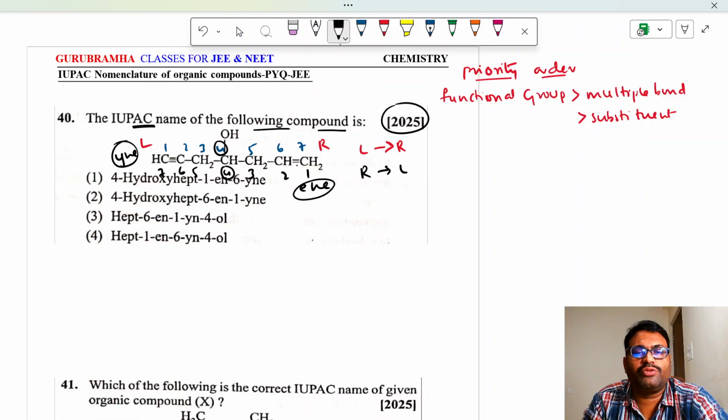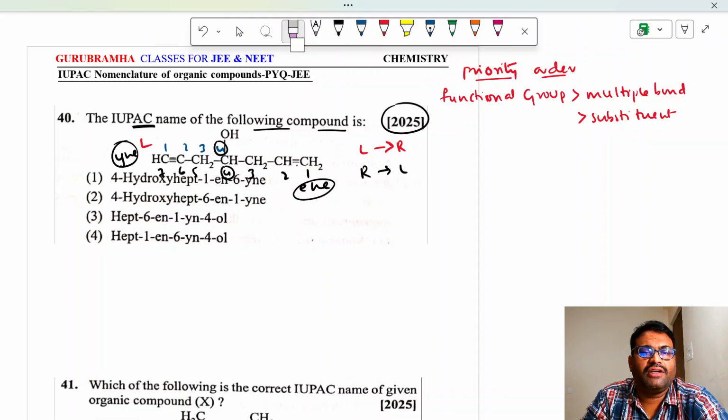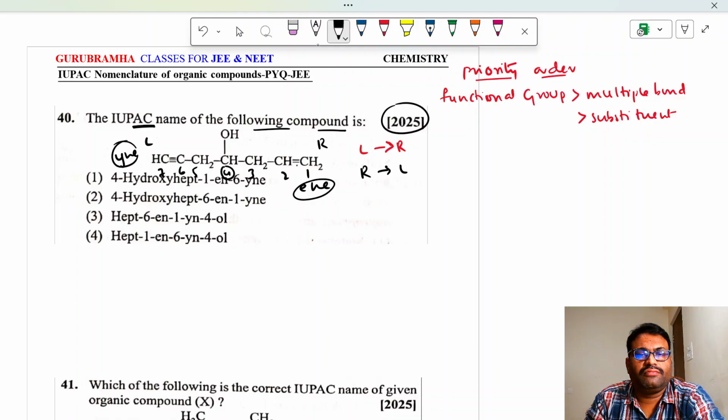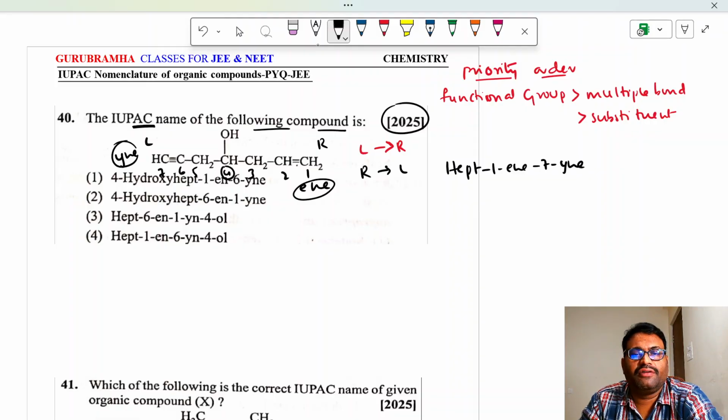Then what numbering is to be followed? This numbering is to be followed, right? If this numbering is followed, then what will be the name of the compound? The name of the compound will be, 7 carbons are there, right? Hept, 1-ene, 7-yne, 4-ol, right?